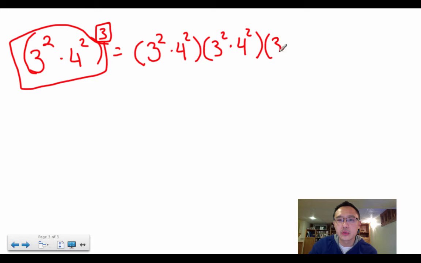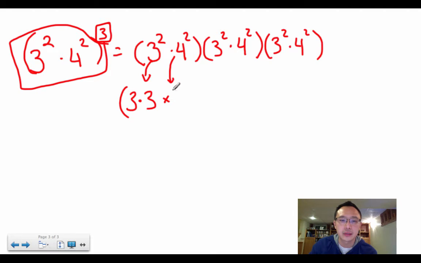Once I write all this down, I can further expand this. So this is going to be 3 times 3. I'm going to keep my bracket just to keep everything tidy. And then this multiply sign is going to stay there. I'm just going to change the multiply sign so that you know it's different than the dot. And then 4 squared is 4 times 4. And I'm going to close my bracket. So this bracket includes all this.